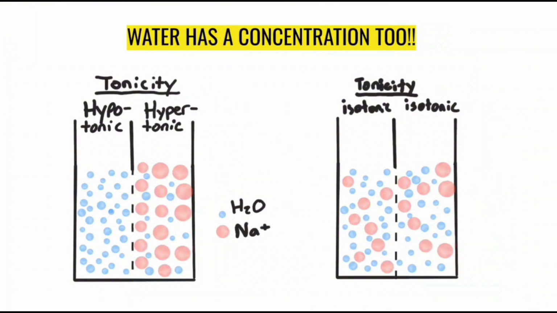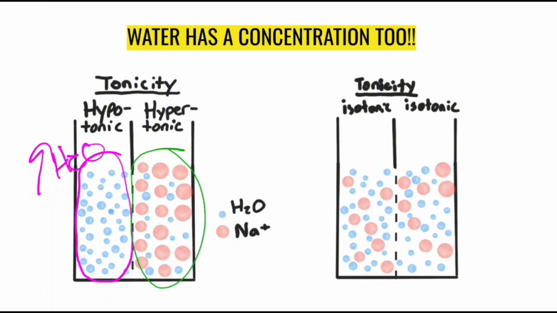But we can also think about it the other way around in terms of the actual concentration of the water. If we look at this side, the hypotonic side, there are not a bunch of other particles that are taking up space. So there is actually more water on the hypotonic side. If we look at the hypertonic side over here, since we have all these other particles in here, there's less room for water. So we actually have less water on the hypertonic side.